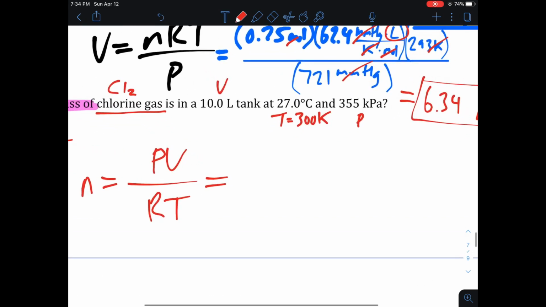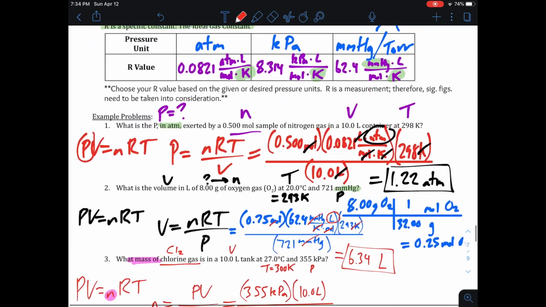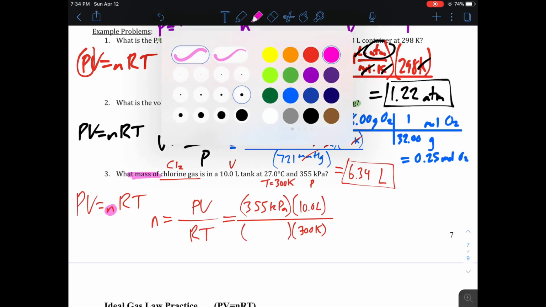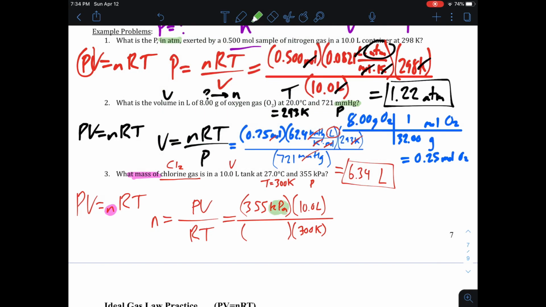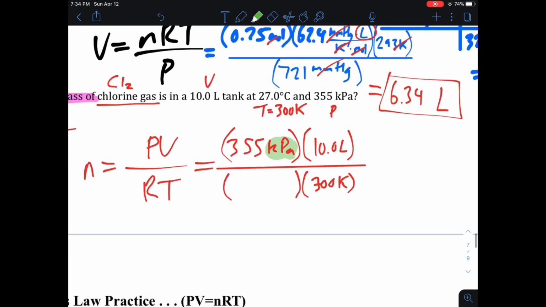And now let's just start plugging things in. We got our 355 kilopascals. Start thinking about R while I'm filling this in here. 10 liters divided by R, we'll come back to that, times our temperature, 300 Kelvin. Well, you got some options, right? It's going to be one of 3 R values. What R value in this one? Since we have kilopascals here, we're going to use the one for kilopascals up here. And that's 8.314.